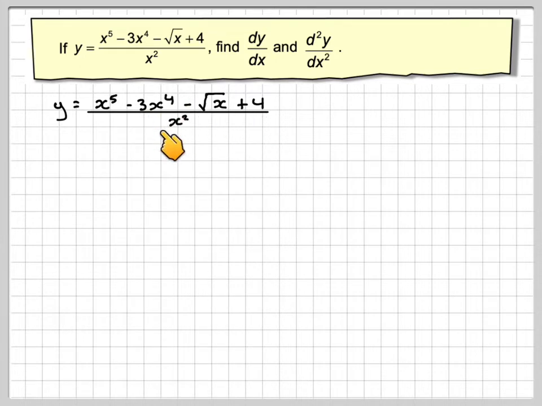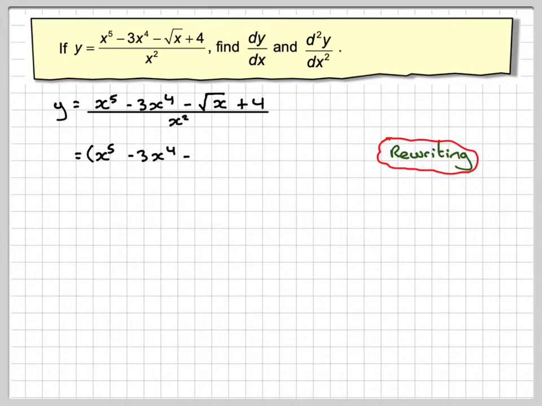Now we need to prepare this better so that we can differentiate it. So we've got to rewrite it a little bit. So it will become x to the 5 minus 3x to the 4. The square root of x becomes x to the half. We've got plus 4. And then this bit here will come up here and will become x to the minus 2.